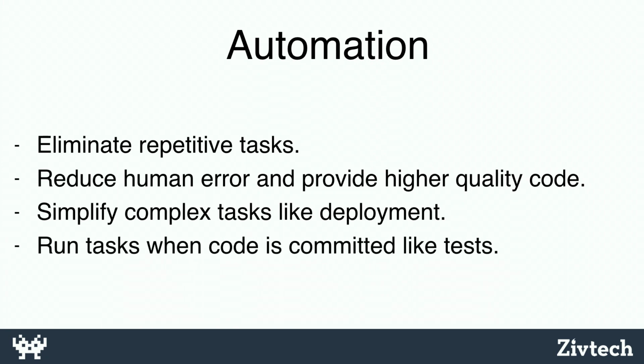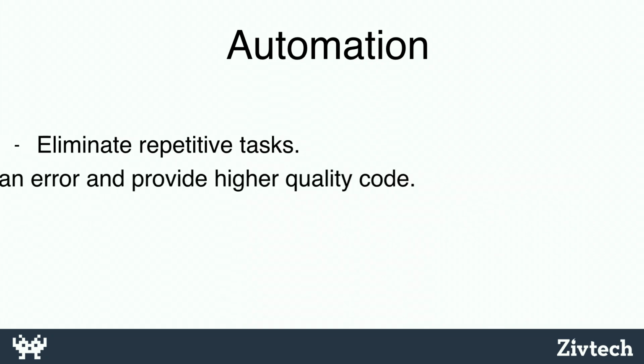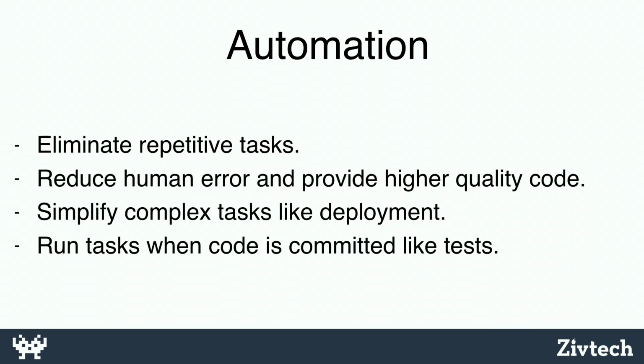Another thing I mentioned with automation is that you can run tasks when code is committed, like tests. A lot of things have webhooks. You can hook into all these different things with your Git repository, but with the same webhooks, you can also hook into your CI tool.